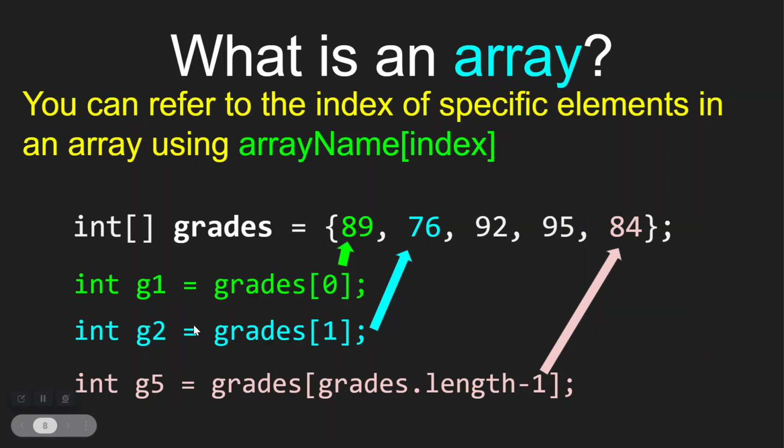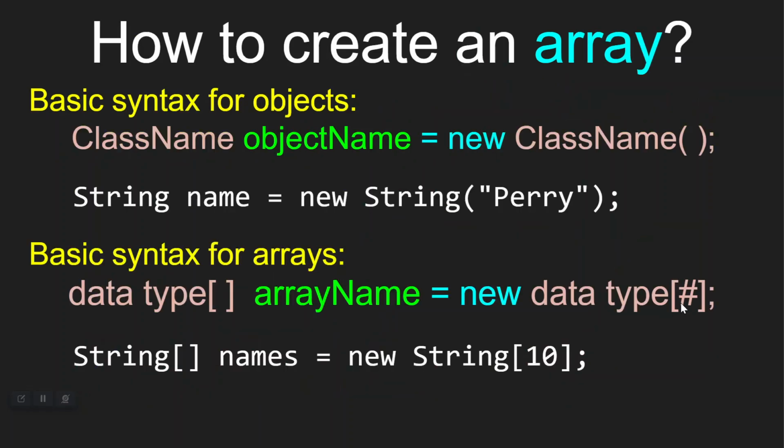And I could do the same thing for g2. g2 equals grades at index 1, which means 76 would go right here. And then int g5 equals grades, and then I could also do this in square brackets. I could say grades.length minus 1, and that's always going to refer to the very last element in that array. So this is how you can access each individual element.